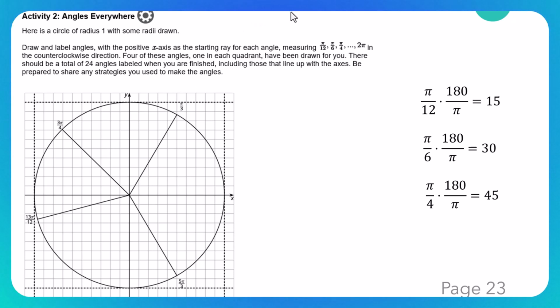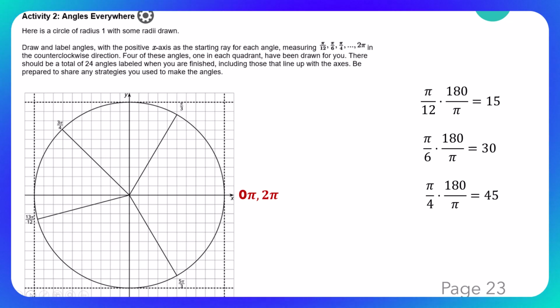All right, for this one, we're going to draw and label angles. Now, I took those angle measures, which are in radians, and converted them to degrees. Because if I take pi over 12 and multiply by 180 over pi, I get 15 degrees. And it's easier for me to visualize or to kind of guess where 15 degrees is. So I'm going to start with pi over 12, and I'm going to see if I can put that on that circle. Okay, start at 0 pi.